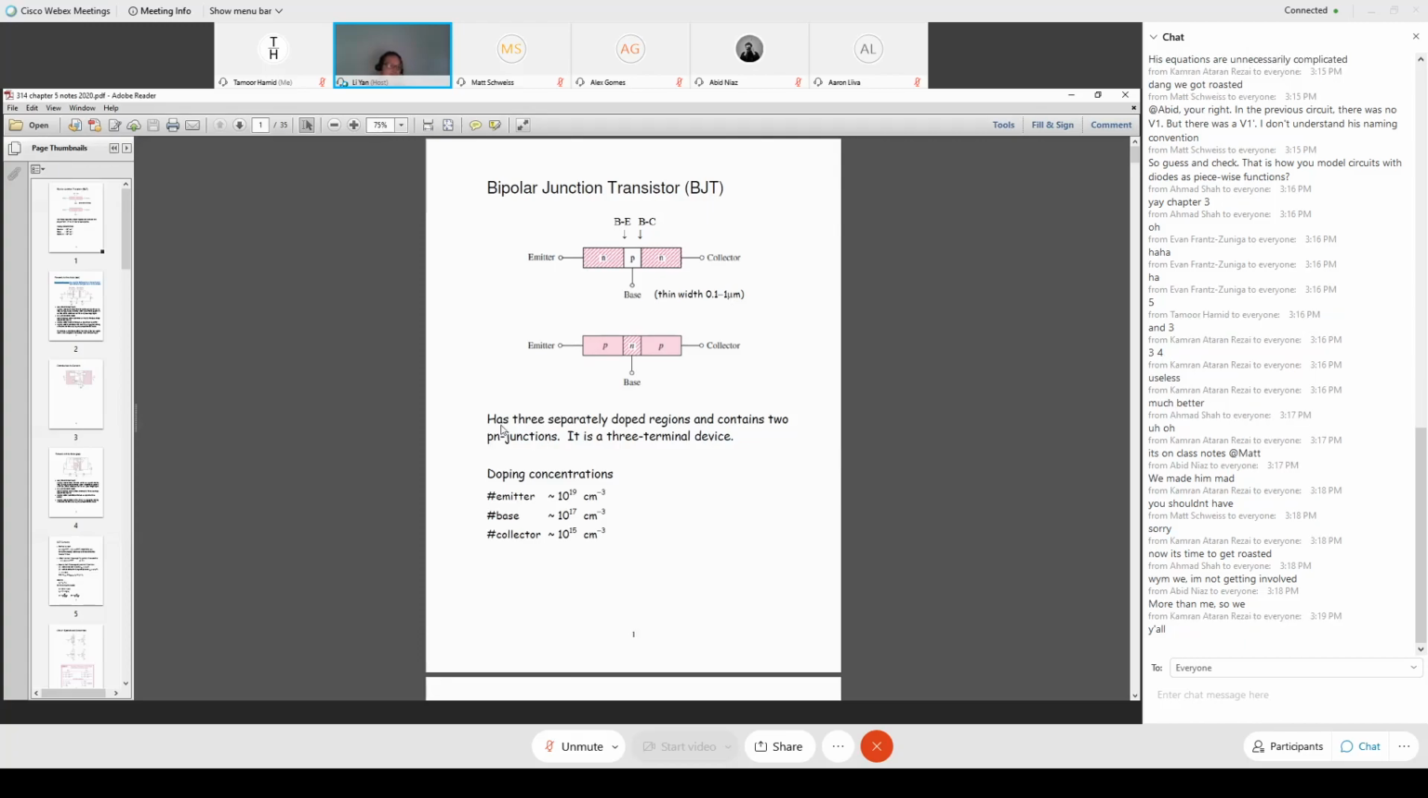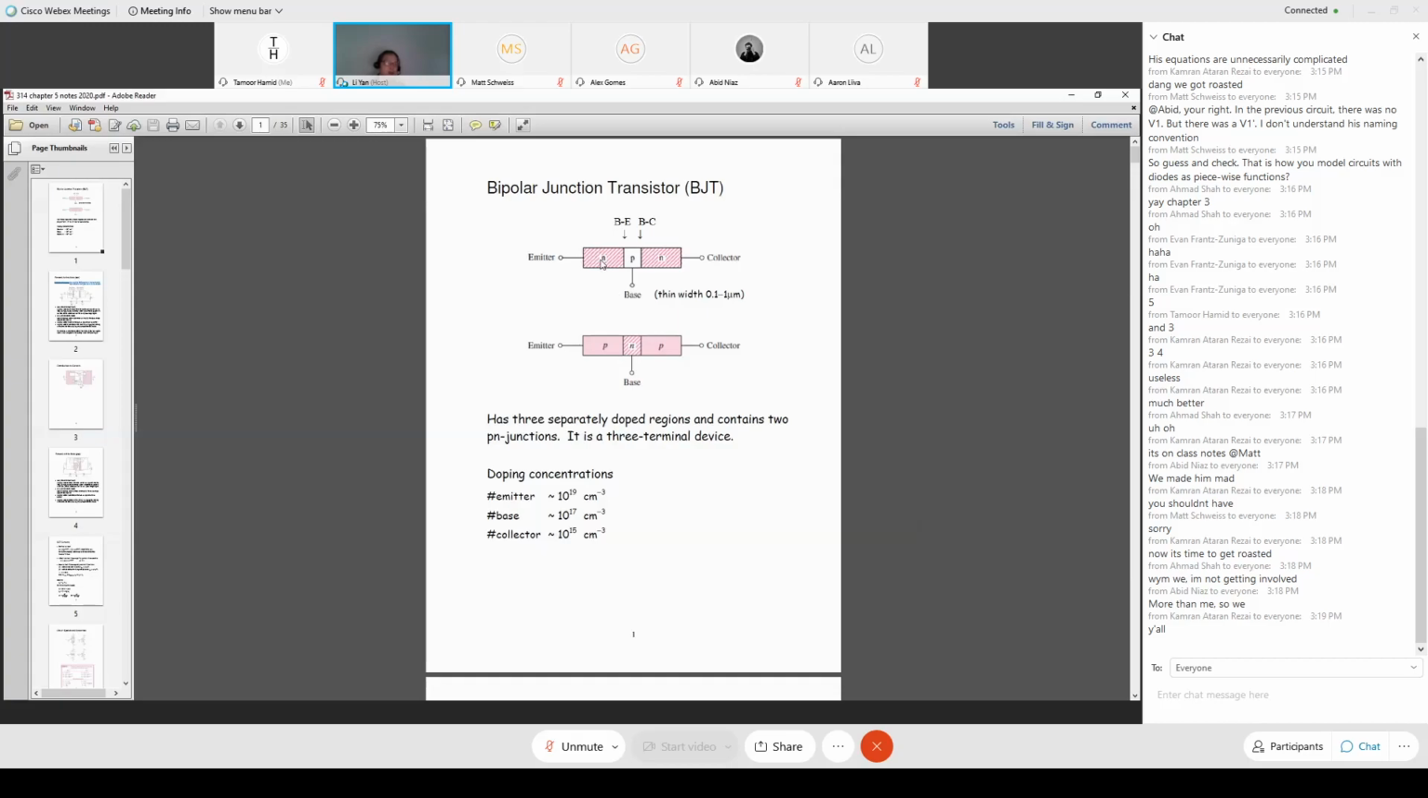So here the statement says a bipolar junction transistor has three separately doped regions, NPN. Between this interface is a PN junction. I call it the base-emitter PN junction. Between this interface is another PN junction. I call it the base-collector junction. By the way, the three terminals, three material regions, this is the naming.